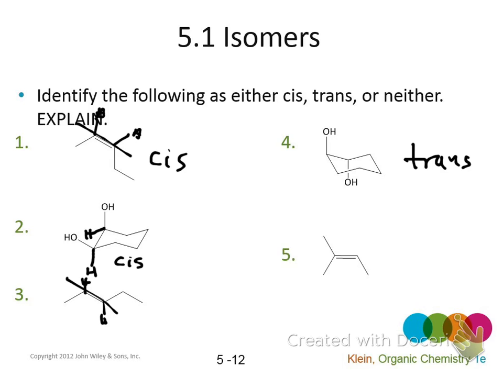Even if the groups here and here were, well, if the groups there and there were different, it wouldn't be cis or trans because I don't have any hydrogens on that one, right? So if it was a chlorine and a bromine, I can't call it cis or trans. There's actually a whole different nomenclature for double bonds when you have no hydrogens on one side. Okay, so one other thing I want to show you.